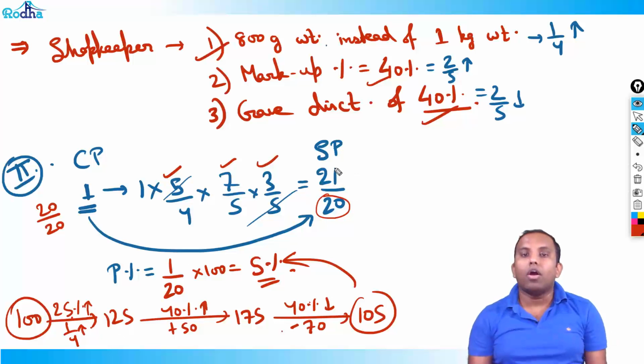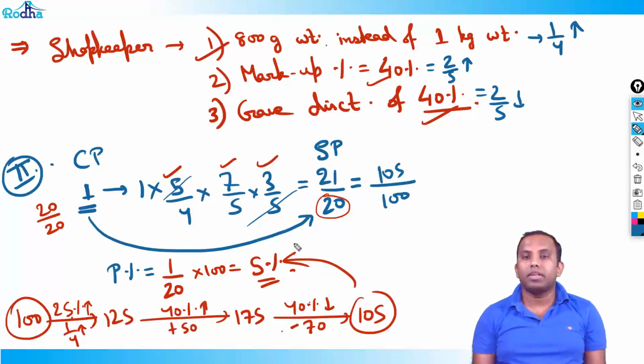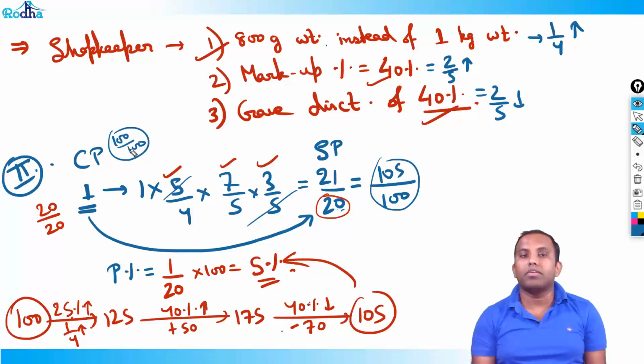Or what we can do here is, the first way to compare is 20 by 20. What is the second way to compare? The second way is 21 by 20. Make the denominator 100. You can write 105 by 100, multiplying by 5 to make it 100. So now you can think in terms of CP as 100 by 100 and SP as 105 by 100. Since the denominator is 100, the direct answer is 5%.